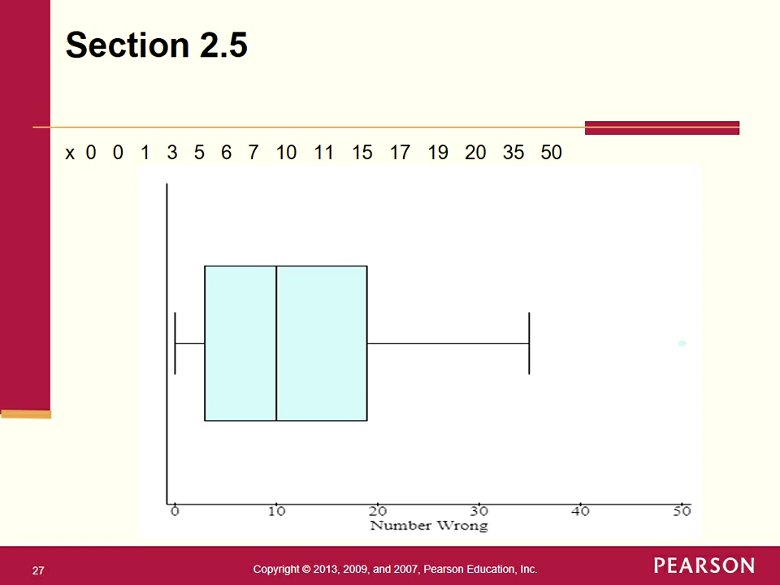And this right here, to me, would be a skewed right distribution. It's skewed right. Why would it be skewed right? Well, because we have it very condensed here at the beginning, 25% of the data, right? It's very condensed right here, and then it gets what? Spread out to the right. So this would be skewed right.